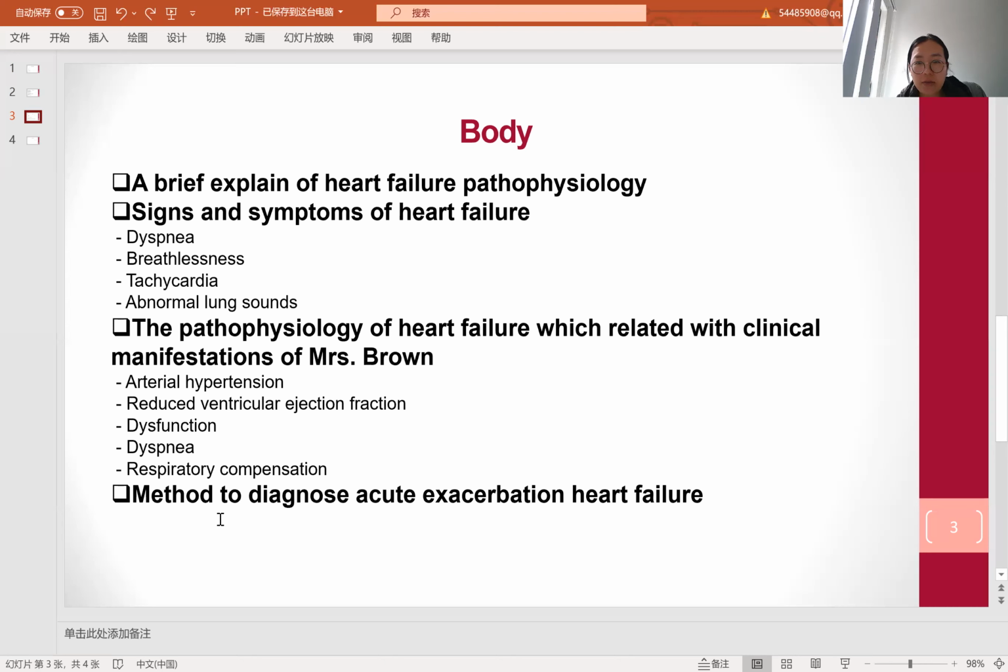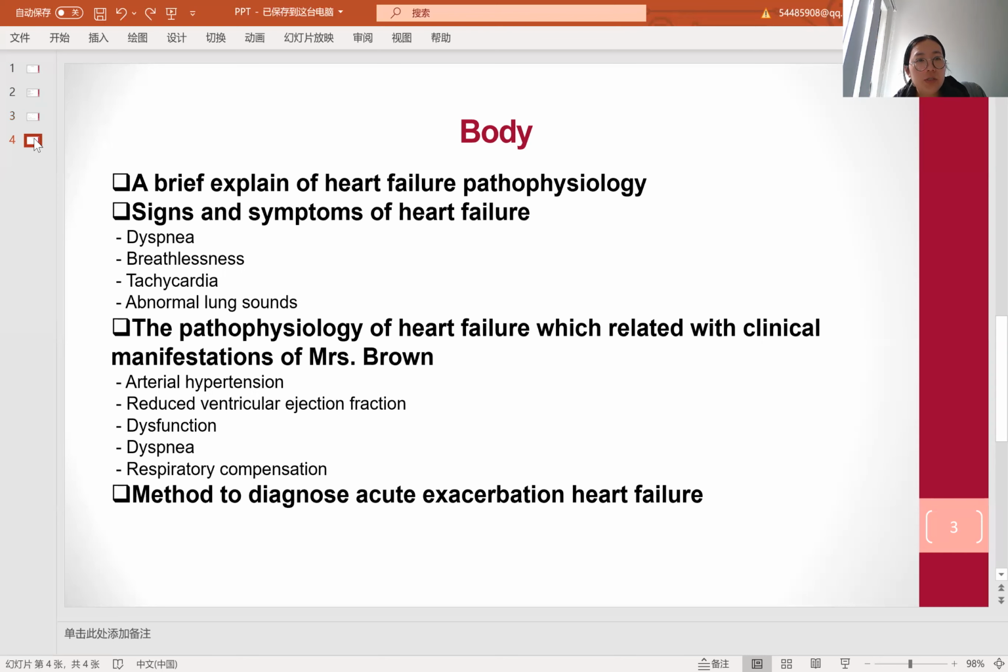The best method of diagnosing acute exacerbation heart failure is through the use of elevated jugular venous pressure, and the condition of the patient can be stabilized through giving her appropriate short therapies.